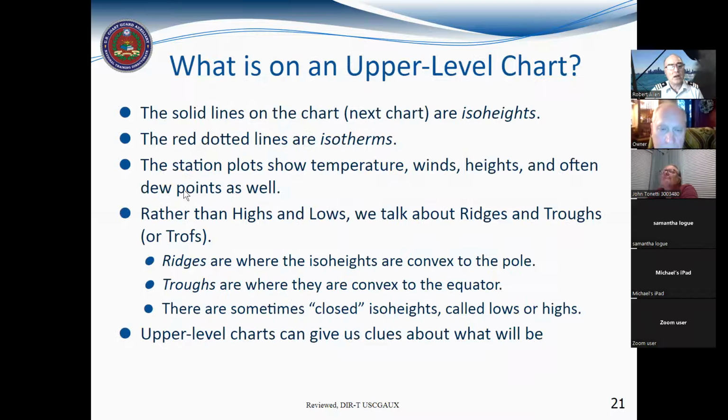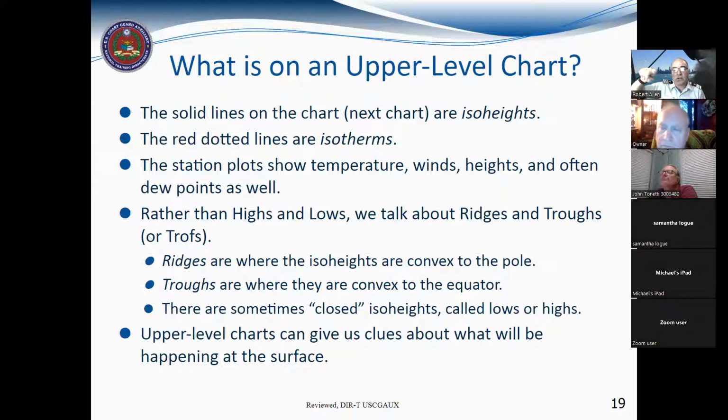As we were saying, station plots show temperature, winds, heights, and often dew points as well. Rather than highs and lows, we talk about ridges and troughs. Ridges are where the iso heights are convex to the pole. Troughs are where they are convex to the equator. So like a little half moon shape, a little kind of circle shape, either convex to the equator pointing south or convex pointing towards the pole.